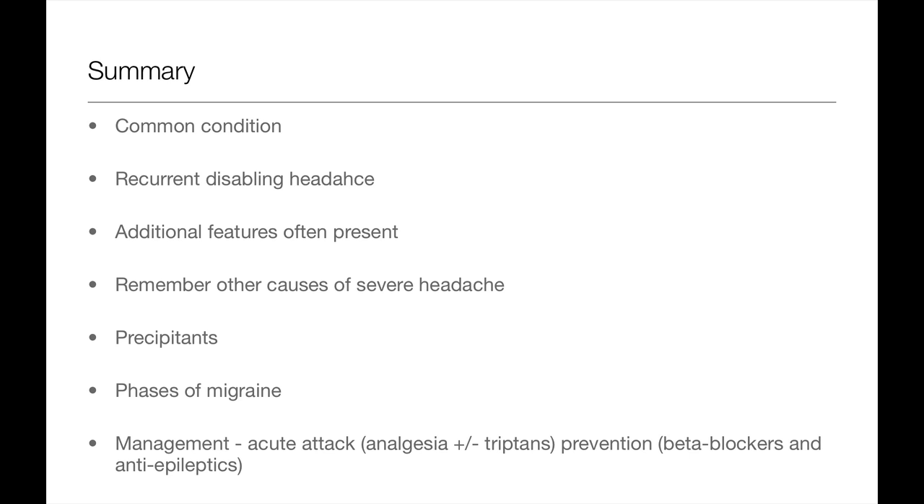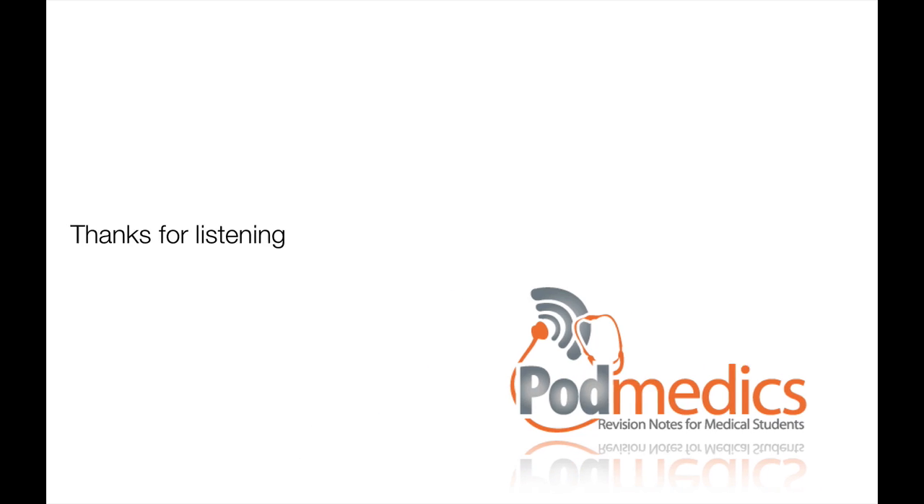Remember all of those different precipitants that can stimulate migraine and try and ask about them in your patients, because advising them to get away from these things can reduce frequency by up to 50%. Remember that in classical migraines there are often additional phases. And finally, remember that the management can be divided both into the management of the acute attack and prevention. And in the acute attack we use analgesia plus or minus triptans, and for prevention we tend to use beta blockers and sometimes anti-epileptics.